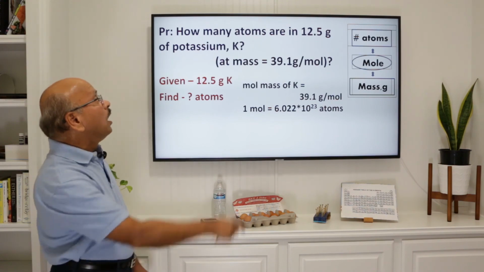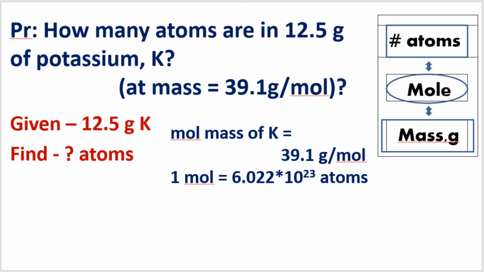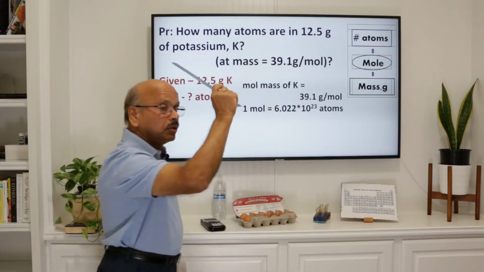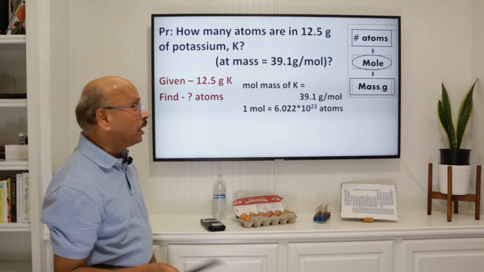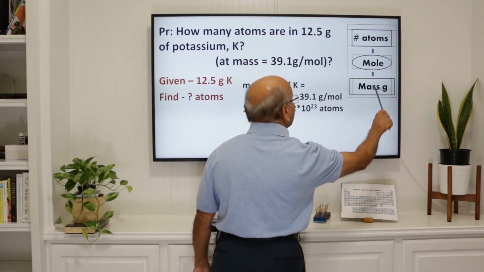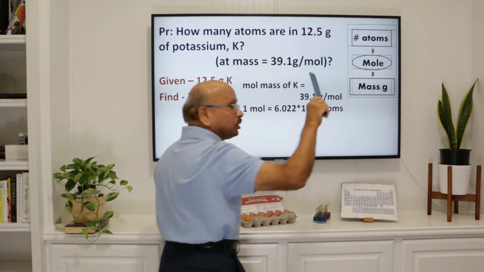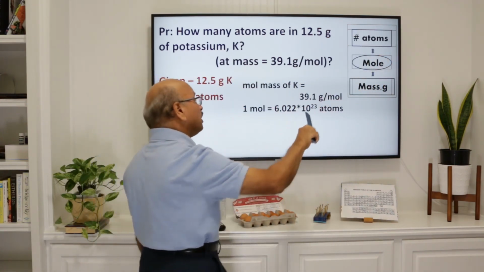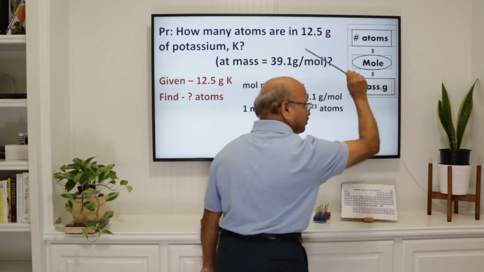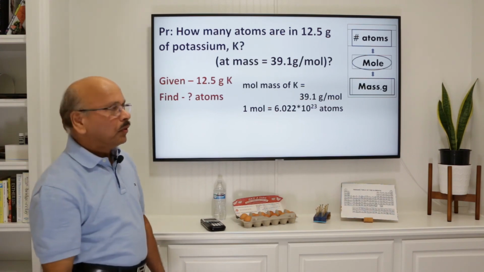Question is, how many atoms are in 12.5 grams of potassium? Now, this is not a straightforward thing. What is given is the mass, and what you have to find is the atoms. So, it's not straight. You have to go from the mass to the mole and mole to the number of atoms. That's the way you have to go.